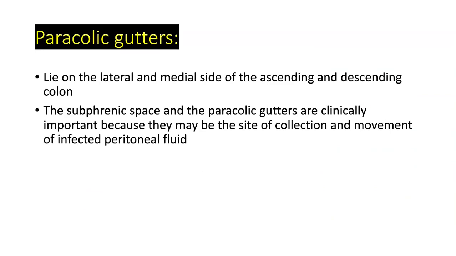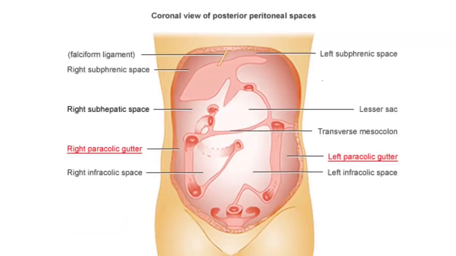The subphrenic spaces and the paracolic gutters are clinically important because they may be the site of collection and movement of infected peritoneal fluid. As you can see here, this is the right paracolic gutter, this is the left paracolic gutter. These are the lateral gutters.